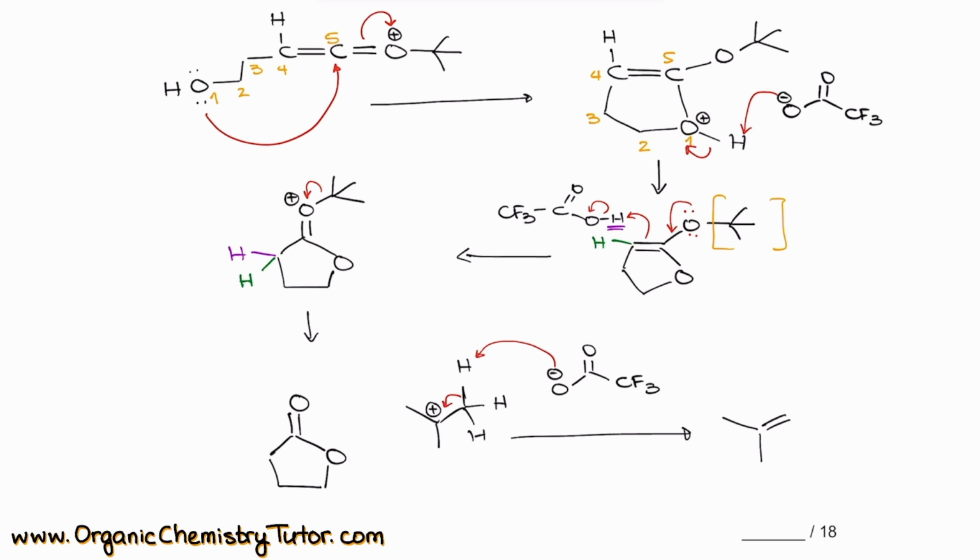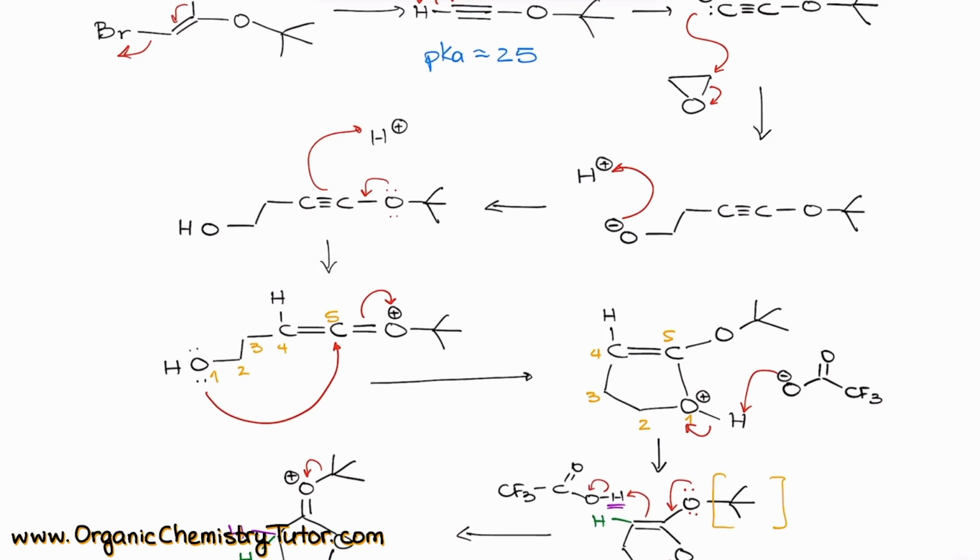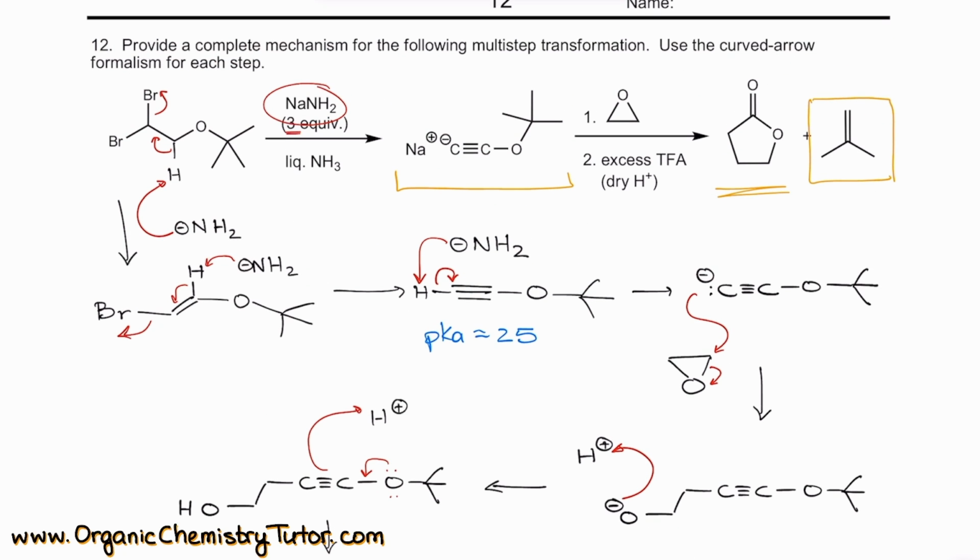So that's a rather long mechanism, but the important thing here to remember is that when you are working in acidic conditions and you have a tert-butyl group like this one, that tert-butyl group does have a tendency to pop off in the form of the alkene. So that is something that you might want to keep in mind if your instructor decides to show something like that or try to be fancy and give you a reaction of this sort.